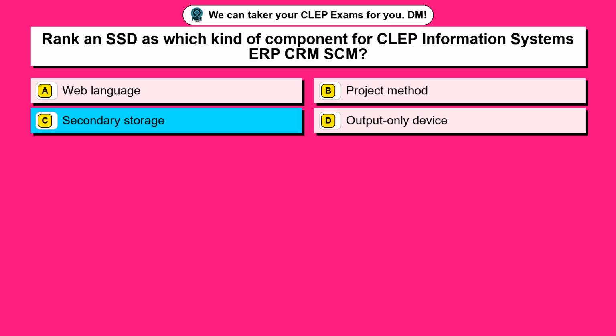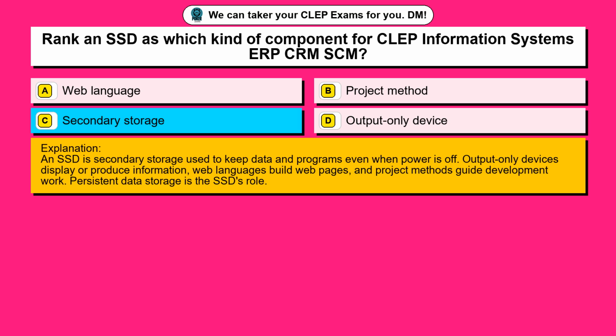Secondary storage. An SSD is secondary storage used to keep data and programs even when power is off. Output-only devices display or produce information, web languages build web pages, and project methods guide development work. Persistent data storage is the SSD's role.